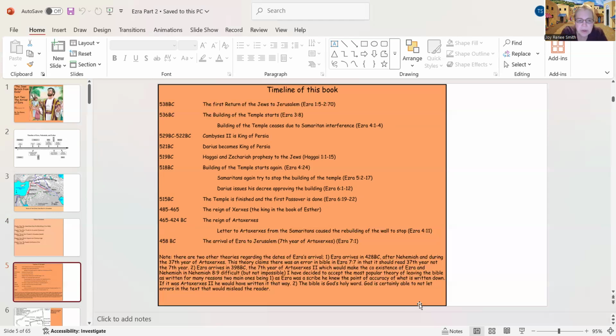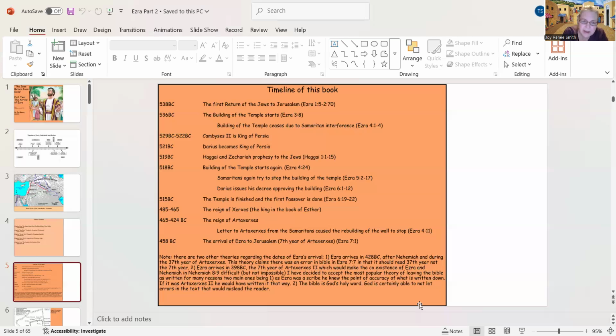Note here that there are 2 other theories. This is the theory that I've decided works for the book, but there are 2 other theories regarding the dates of Ezra's arrival. One, Ezra arrives in 428 BC after Nehemiah and during the 37th year of Artaxerxes. This theory claims there was an error in the Bible in Ezra 7:7 and that it should have read 37th year, not the 7th year.